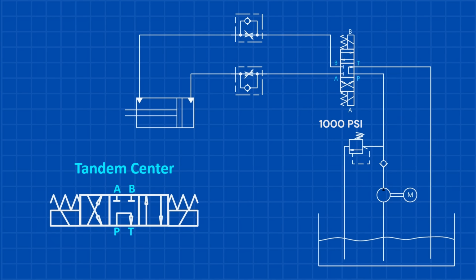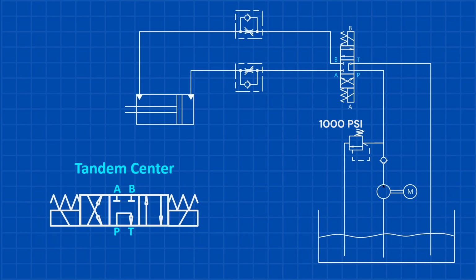First on the list is the tandem center valve. In its neutral position, the pump port connects to the tank port, allowing fluid to flow freely back to the reservoir. At the same time, the work ports A and B are blocked, preventing any movement in the actuator. This setup helps save energy by letting the fluid return to the tank without forcing it to pass through the relief valve at the system set pressure.